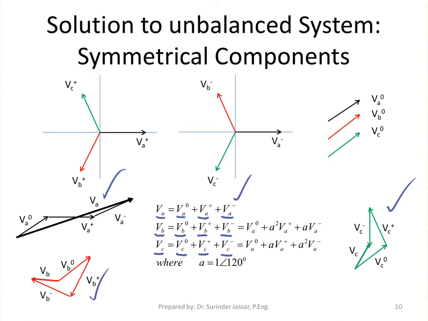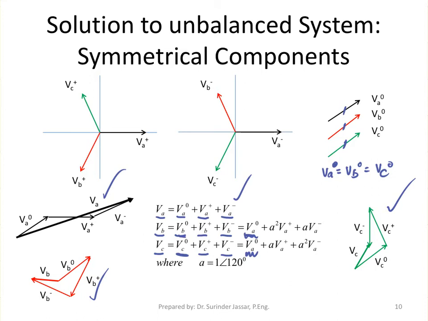We also know that VA0 is parallel to VB0 is parallel to VC0, and they're the same in amplitude as well. So VA0 equals VB0 equals VC0. Okay, so that means in place of VB0 you can have VA0, and in place of VC0 you can have VA0 as well, right?